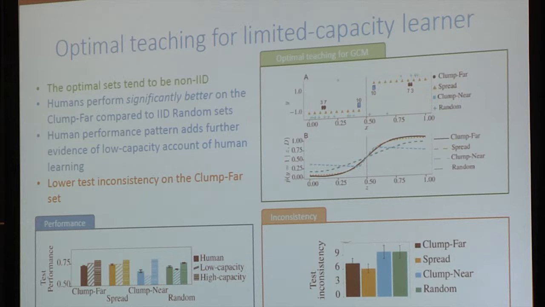is lower when they were trained on the optimal training set for the low capacity. So this adds more evidence to the low capacity account of human category learning.